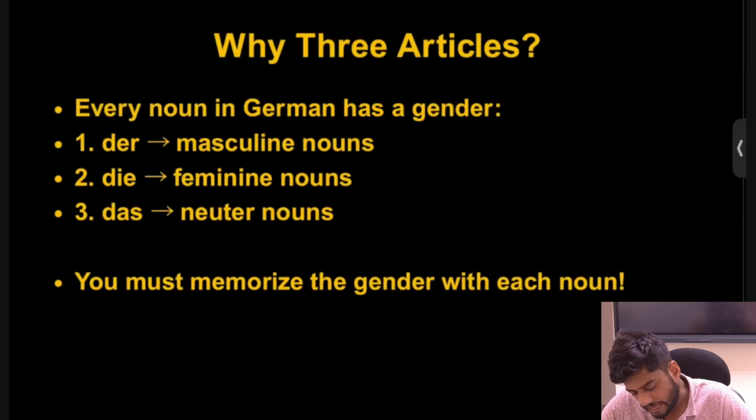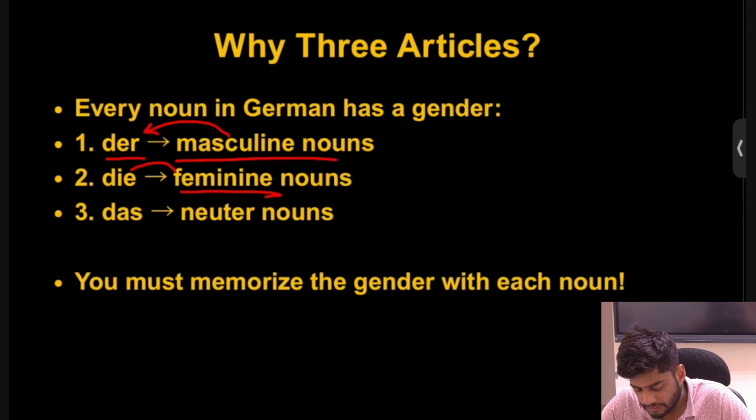Okay, so guys, every noun in German has a gender. So for example, for masculine we consider der as their article. For feminine, female, we consider die. Or for neuter, or you can say non-living, you will consider das. Okay, so guys, there is no shortcut. You need to memorize the article with the noun.